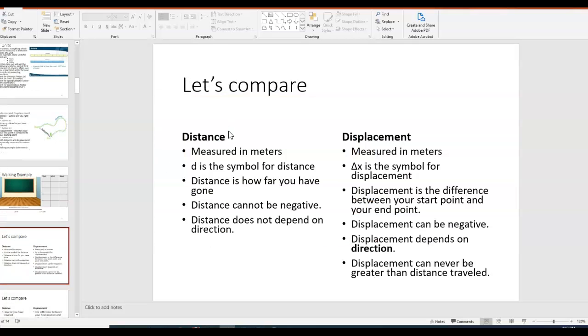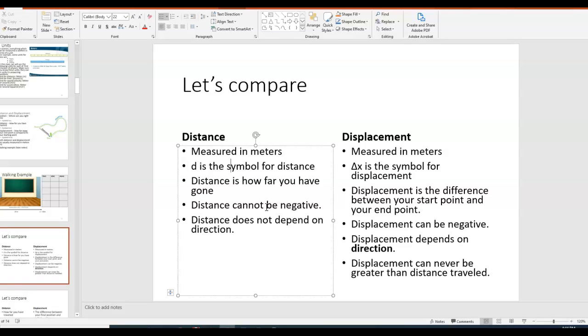So the difference between distance and displacement, this is just kind of a chart comparing the two. You can read it for yourself for the most part. They're both measured in meters. D is what we write for distance. Delta x is what we write for displacement. Distance is how far you've traveled. Displacement is the difference between your start point and your end point.